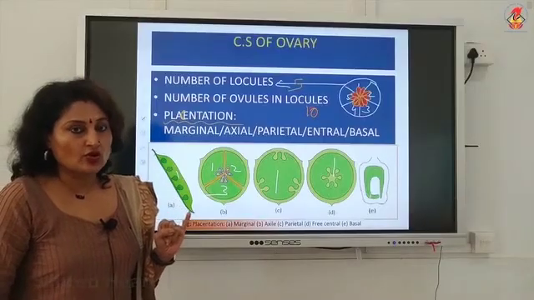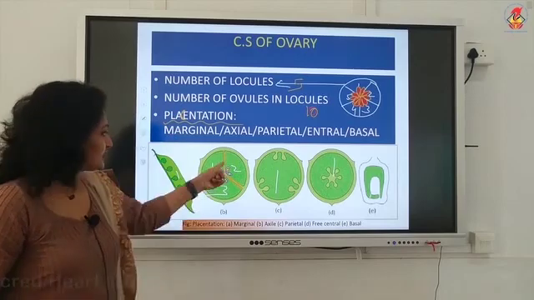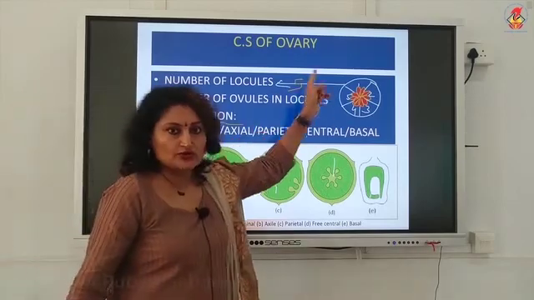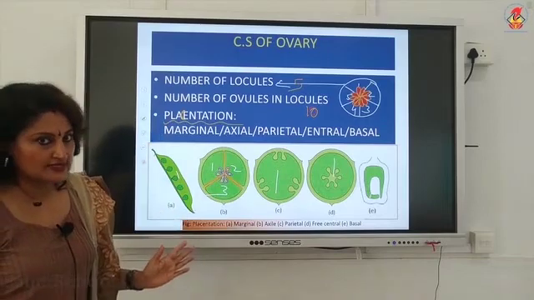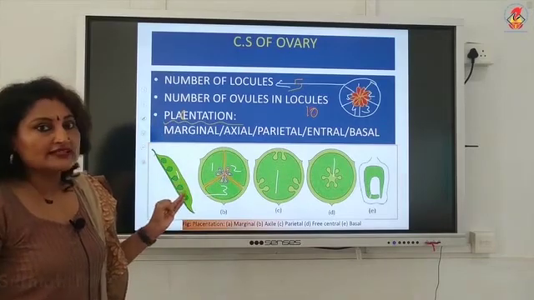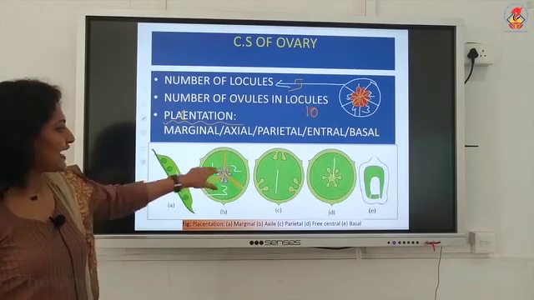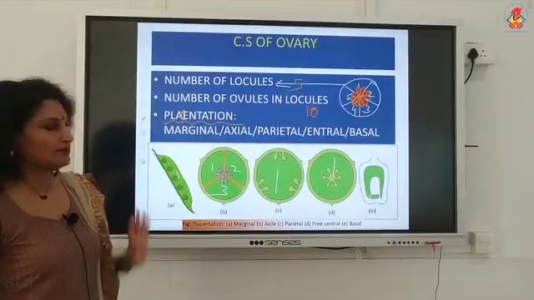The ovary is loculated, multilocular, say 3 locules or 5 locules or 2 locules. Anyway, it should be loculated. It should have locules. Next, the ovules are located at the axil of each locule, at the angle of each locule. This is the axial placentation.